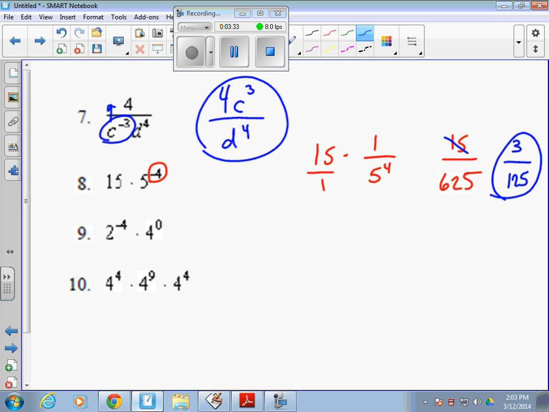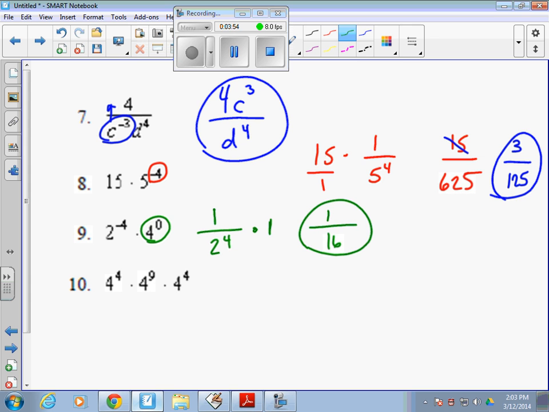2 is being raised to the negative power, to the negative 4. So it goes down the elevator, and it becomes 2 to the positive 4. Times anything being raised to the 0 power is 1. So we're going to be left with 1 over 2 to the positive 4. 2 times 2, 4 times 2, 8 times 2, 1 over 16 for number 9.